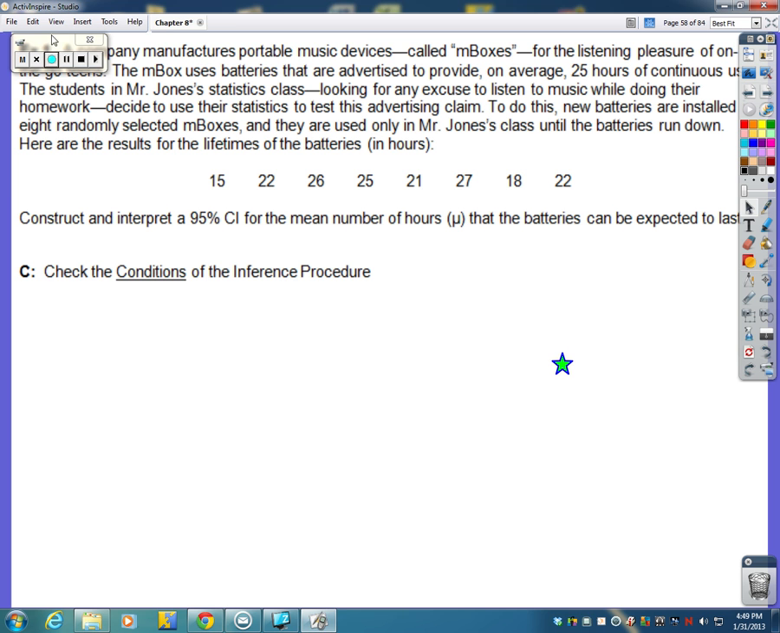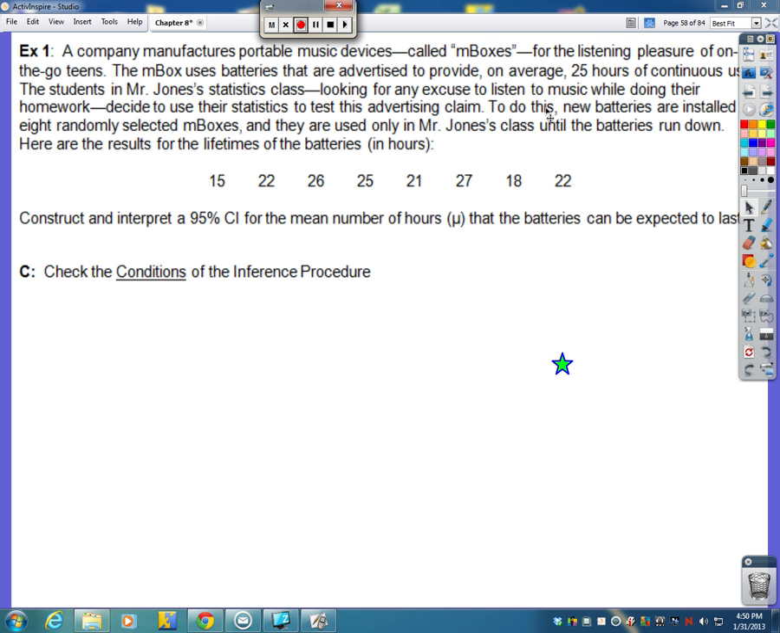All right, so the example we're going to look at here says a company manufactures portable music devices called M-Boxes. This sounds kind of familiar, if you know what I mean. For the listening pleasure of on-the-go teens like you guys. The M-Box uses batteries that are advertised to provide, on average, 25 hours of continuous use. The students in Mr. Jones's statistics class, looking for any excuse to listen to music while doing their homework, decide to use their statistics to test this advertising claim.